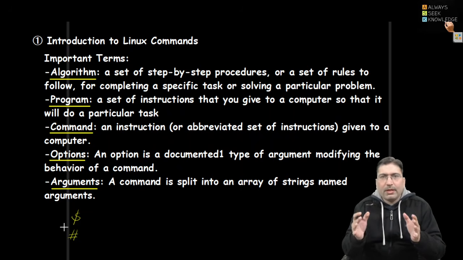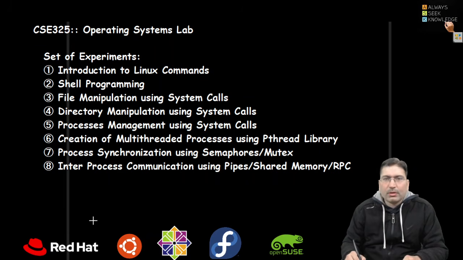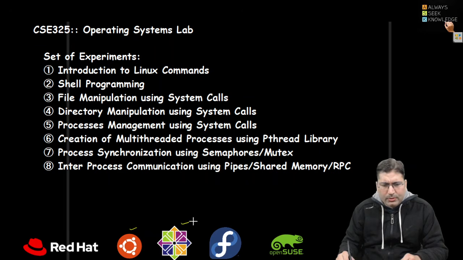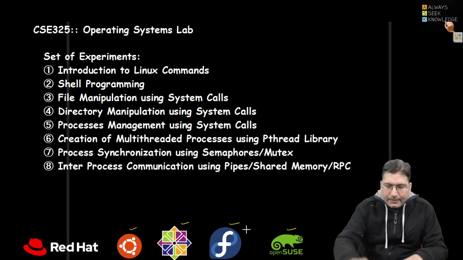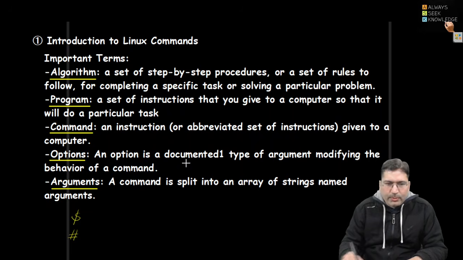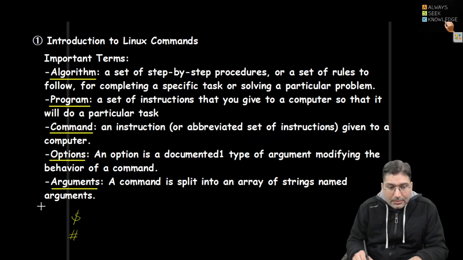When you open any of the Linux flavors, which I have shown here, in this lab you can work on any of them. Maybe you can work on Red Hat or Ubuntu or CentOS or Fedora or OpenSUSE or any other. All the commands, system calls and C programs will work fine with any of these flavors. So in your lab, whatever is installed, do not worry, you can complete this experiment on that. Okay, so what are argument and option? There are two prompts.